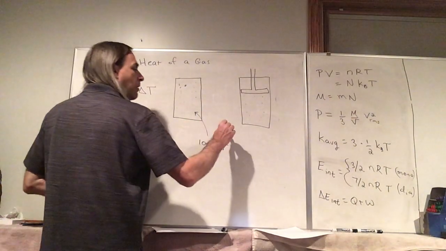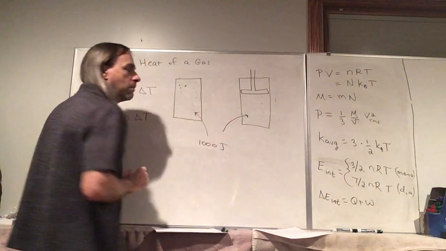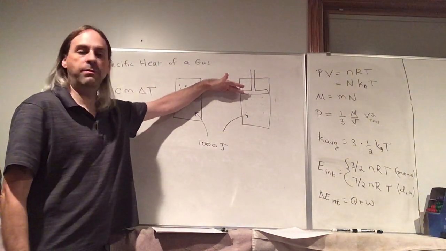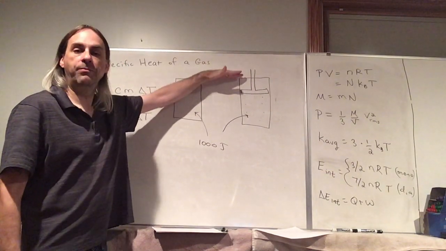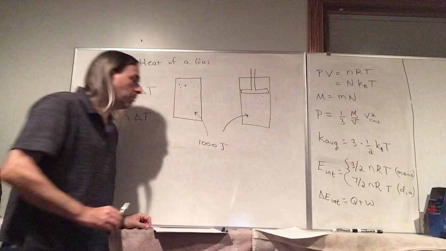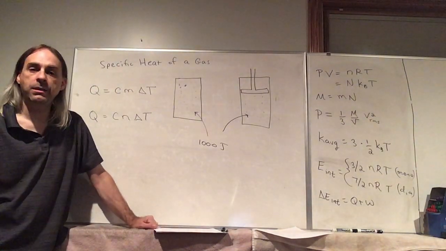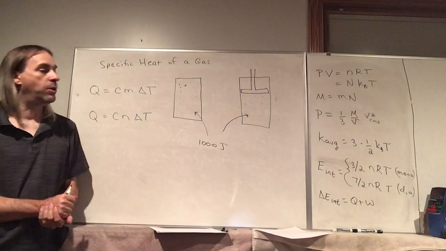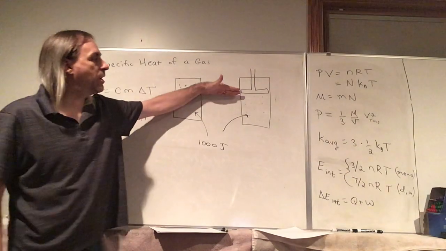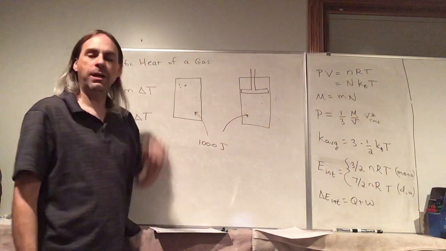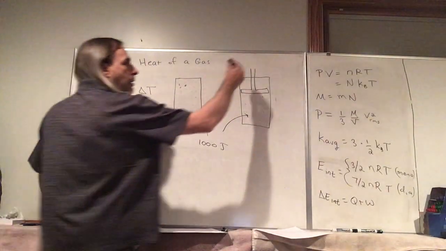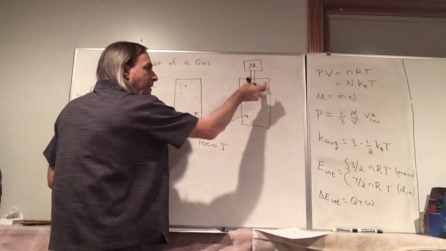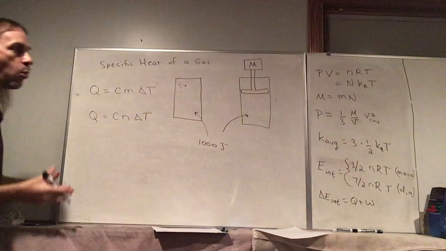Now, what if we add 1,000 joules of heat to this cylinder? The difference here is that this cylinder has a movable piston. So if we add the heat to that gas, what's it going to do? It's going to expand. The pressure is going to increase when you add heat to it, and so it's going to expand, and it's going to be doing work on its environment. Like we could have a mass up here, and if we add heat, that's going to lift up this mass, and it's doing work.